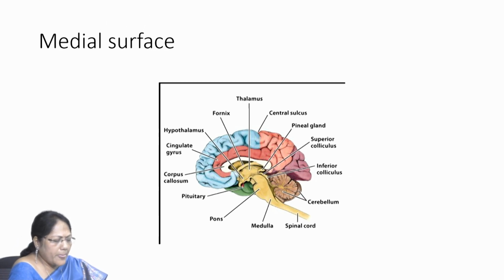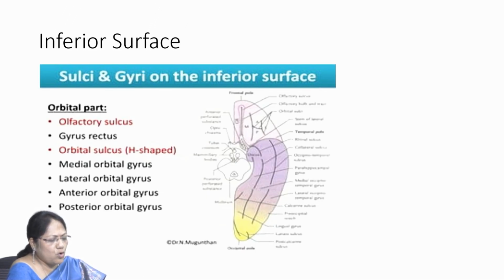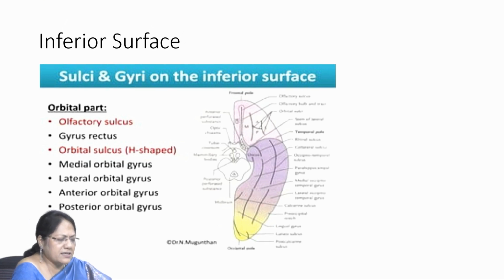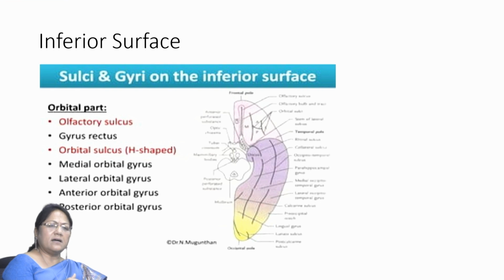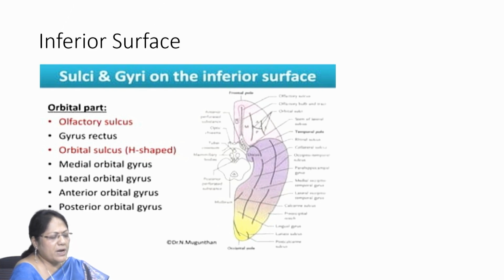Next comes the inferior surface, where you can see this whole part is the inferior surface. The anterior part, on the ventral aspect of the inferior surface of the cerebral hemisphere, is called the orbital surface, and the posterior part is called the tentorial surface because it overlies the tentorium cerebelli, below which lie the cerebral hemispheres.